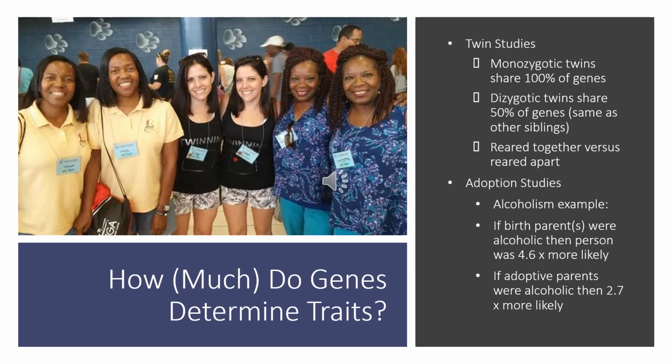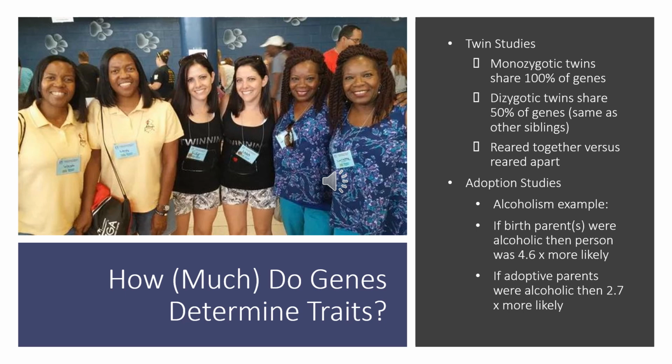So in terms of how much our genes determine our traits, which is the standard nature versus nurture debate, and of course we know it's both, how we often figure this out is through two different types of studies, twin studies and adoption studies. Twin studies are where you compare monozygotic twins who share 100% of their genes, oftentimes with dizygotic twins who share 50% of the same genes. Basically the same as siblings.